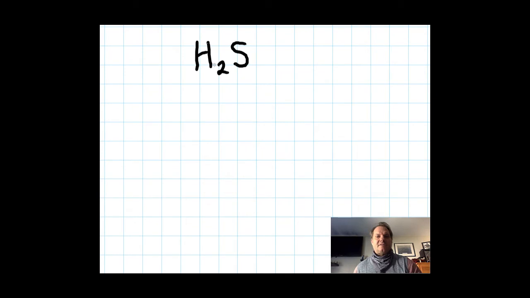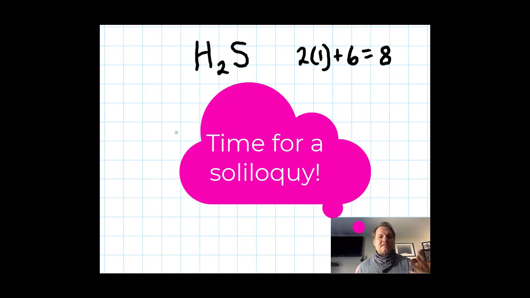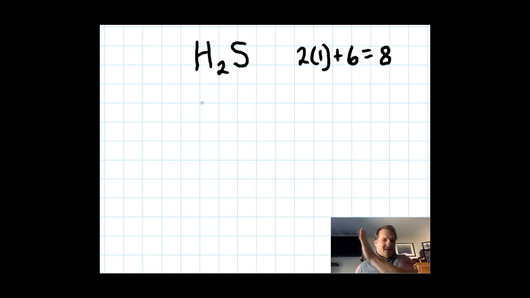Let's take a look at hydrogen sulfide. Now hydrogen has a valence of 1, but we have 2 hydrogens. Sulfur has a valence of 6, so this Lewis structure will show 8 electrons. And again, there are 3 exceptions we need to be aware of, and they're at the top left of the periodic table in columns 1, 2, and the first P block.